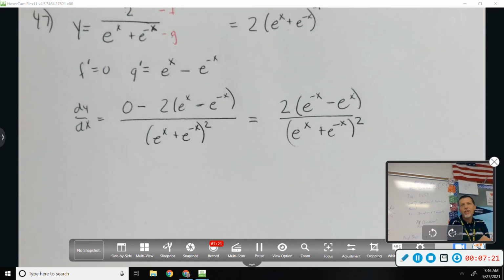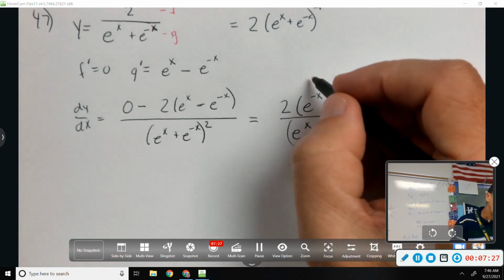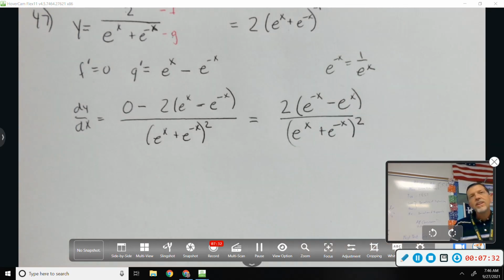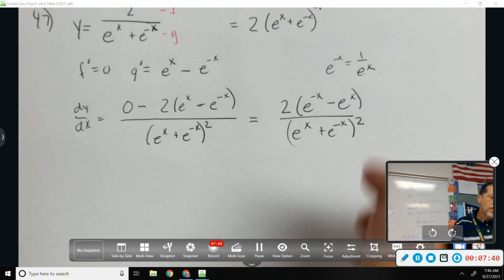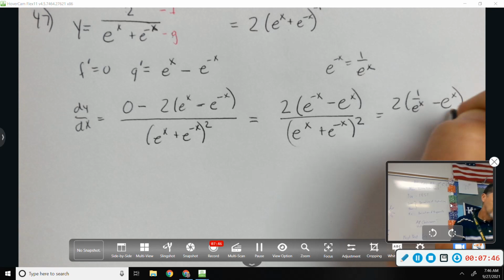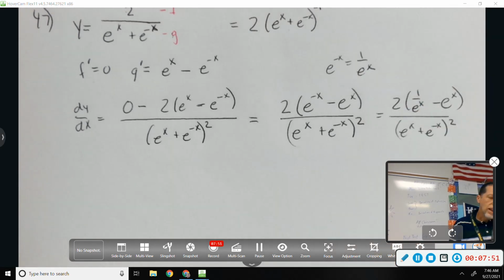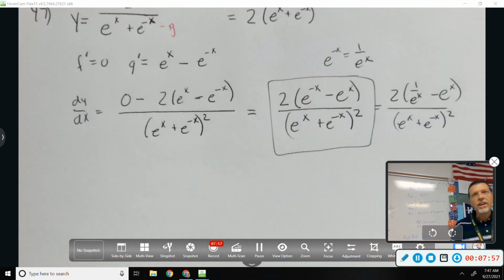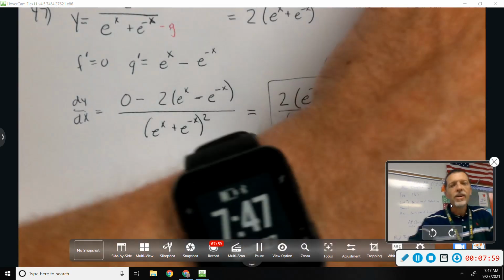Is that not what CalcChat did? Or do you know? I don't know. Because you could take e to the negative x and write that as 1 over e to the x and then really get after it to get rid of negative exponents, but this is fine. That looks a lot simpler than CalcChat. My guess is they did something with this and then tried to get rid of that negative exponent. But we wouldn't want to do that. That'd be a whole lot of algebra for not a lot of payoff.